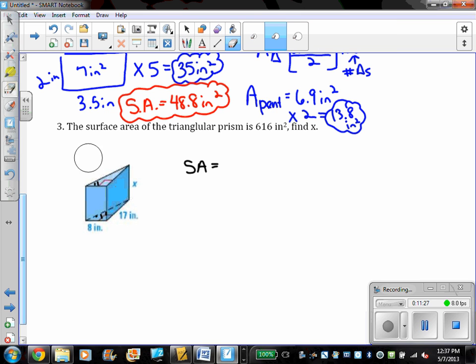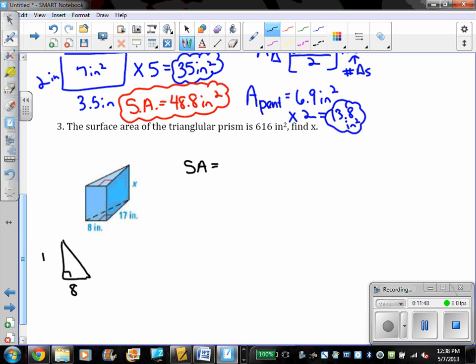shapes that are parallel. We have 2 right triangles, and then we have 3 sides going around that right triangle. And I think just to simplify this, I'm going to draw out each of the shapes so you can really see it. So here's the one shape. We have an 8 base and a 17 height for that triangle. And then we have a rectangle right here in the front face, which is 8 by x.